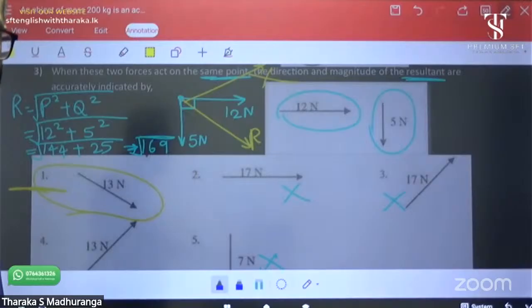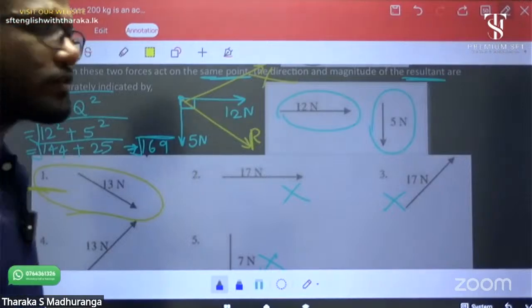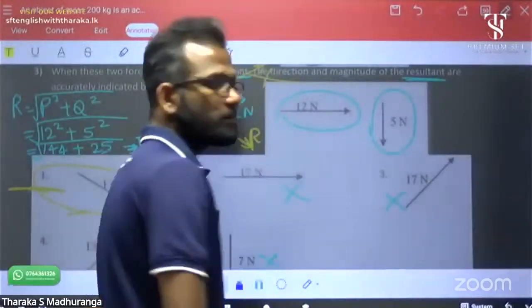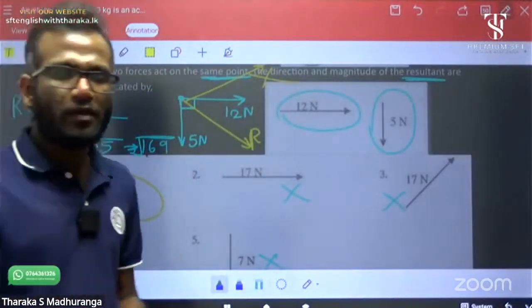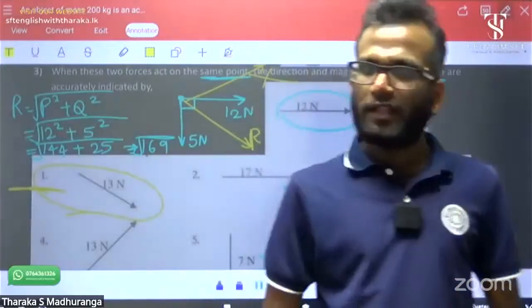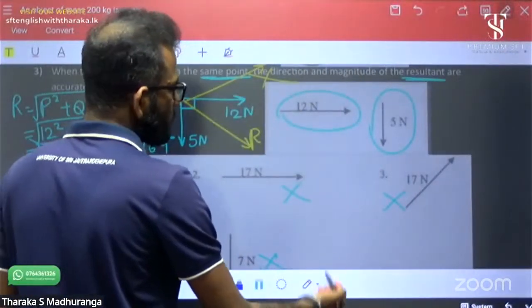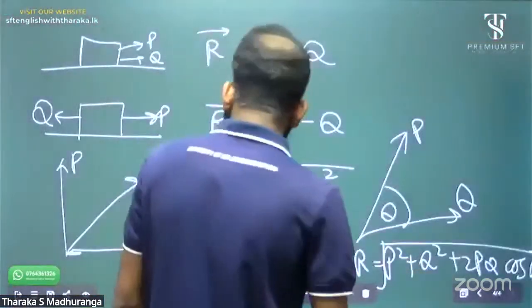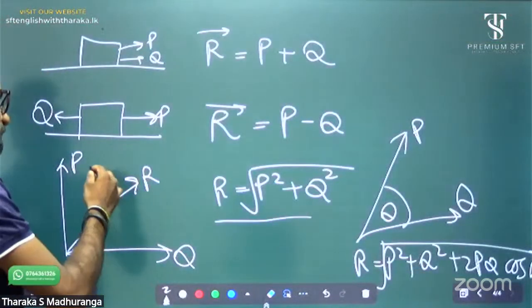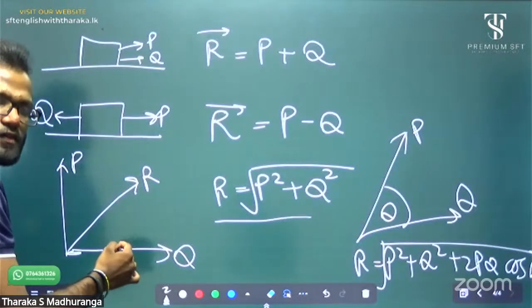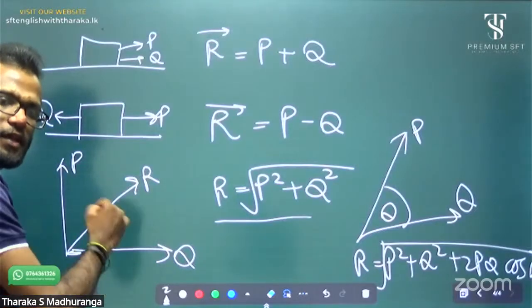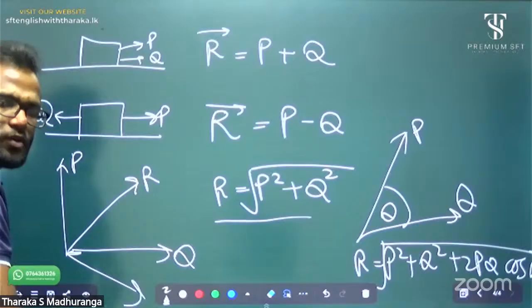Direction row. Tanya, are you correct? Question number 3. Yeah, direction. Yeah, direction is not the case, right? Always, the resultant force of P and Q acts between P and Q. It's not possible.